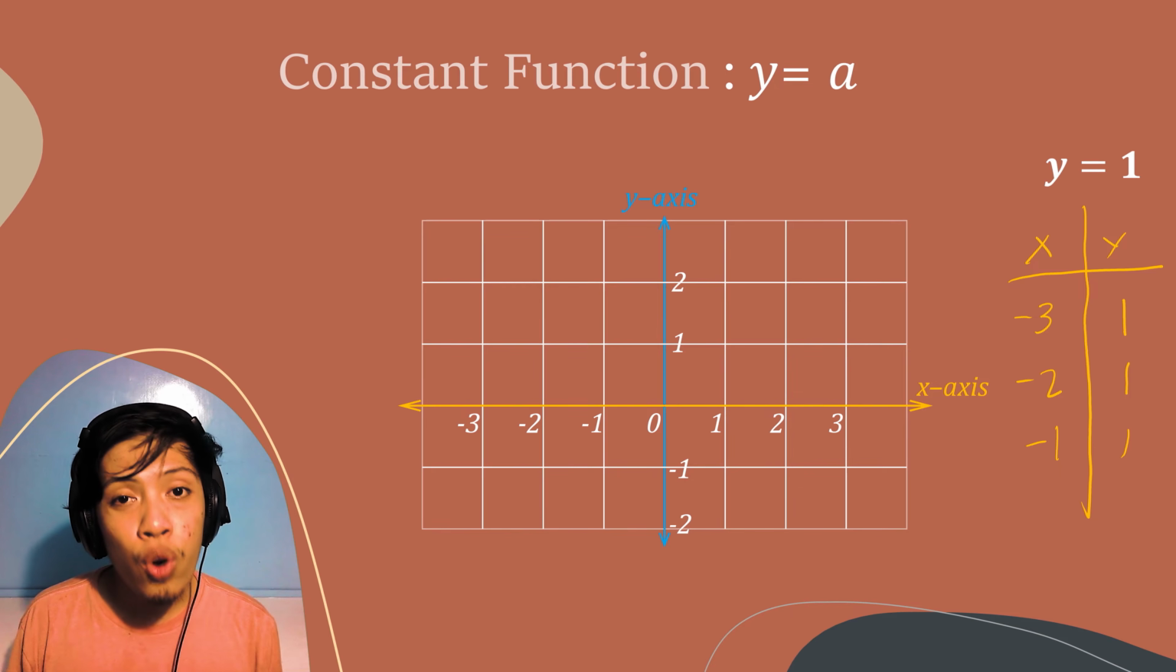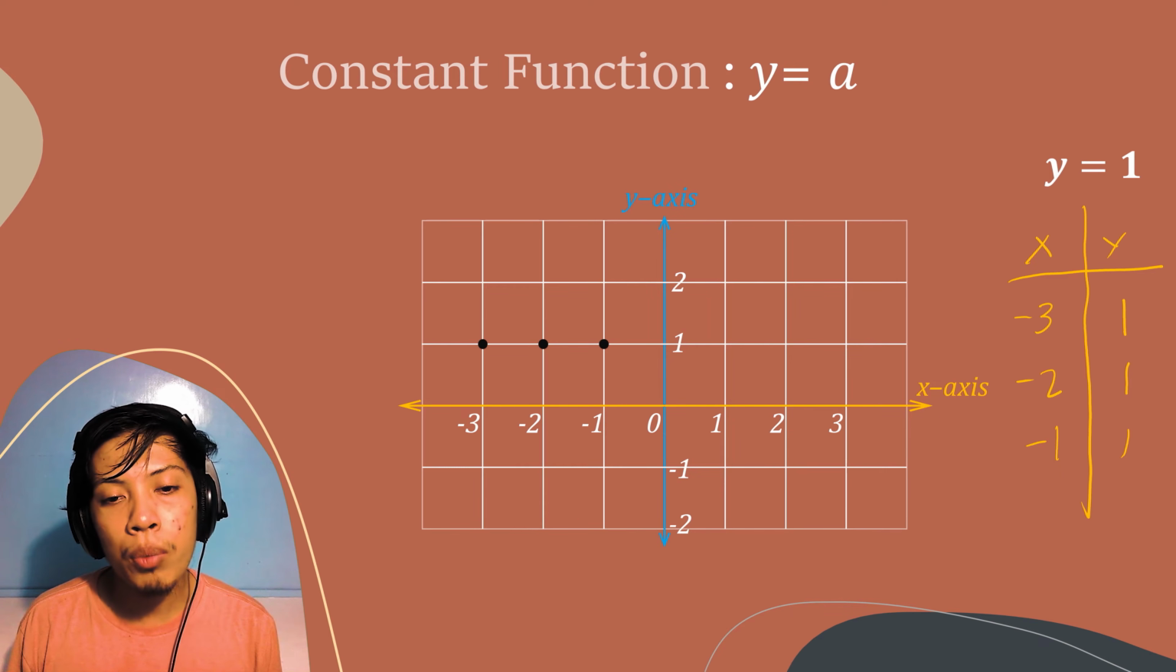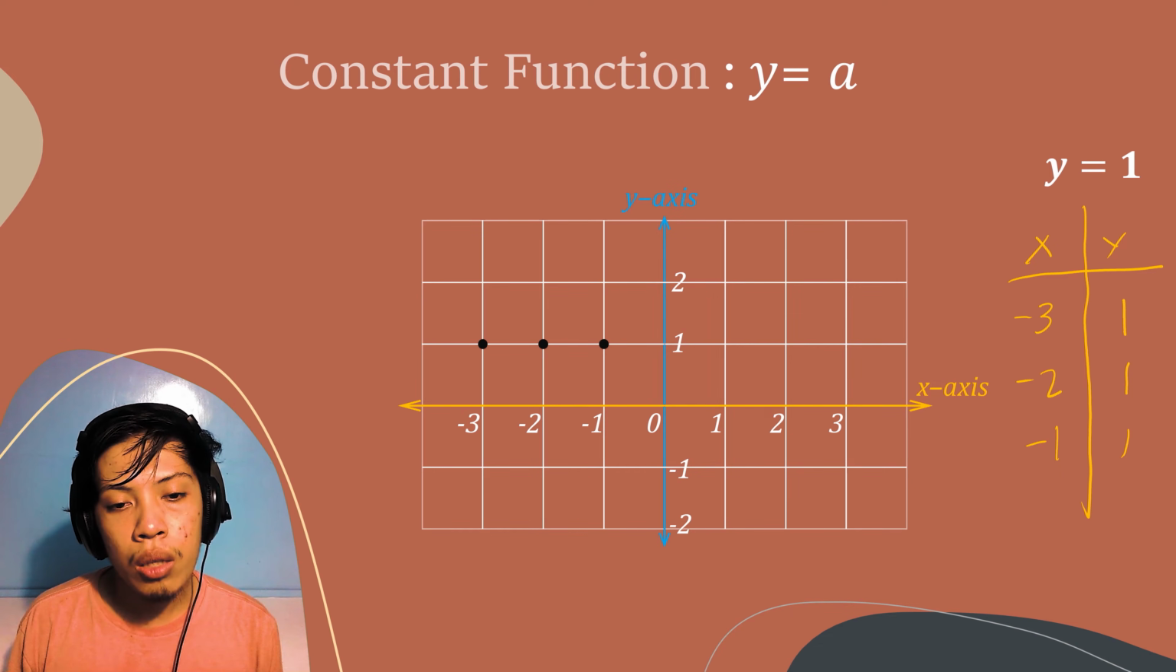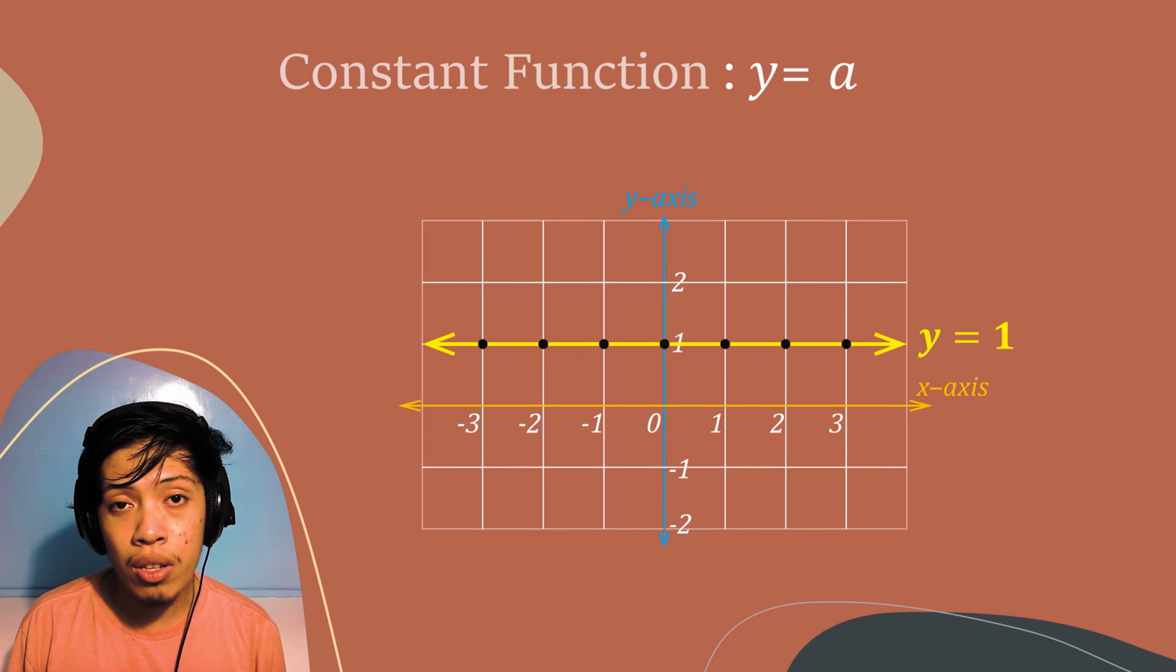Now, if you want to draw the graph of a constant function, you just need to plot these points. So we have these points. And if we identify more points, it would look like this. And if you connect these dots, your graph will look like this. This is the graph of y is equal to 1. This is an example of a constant function.